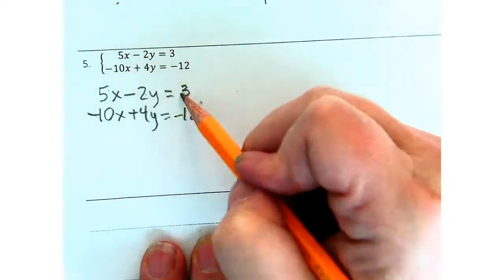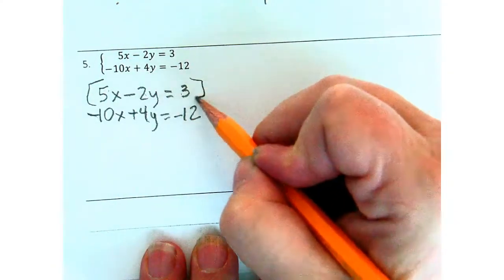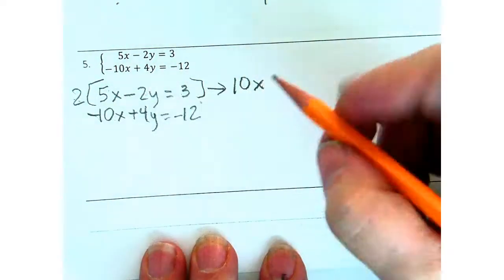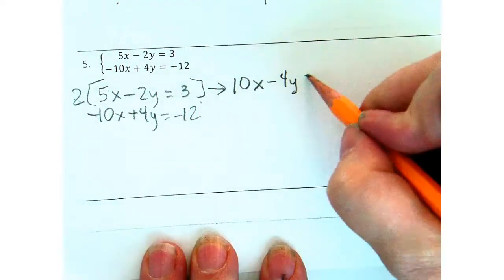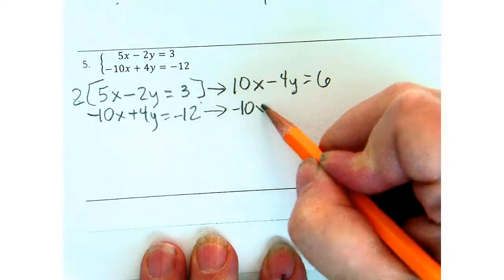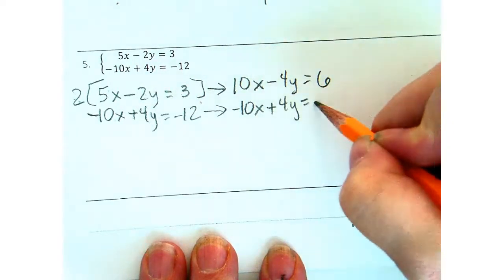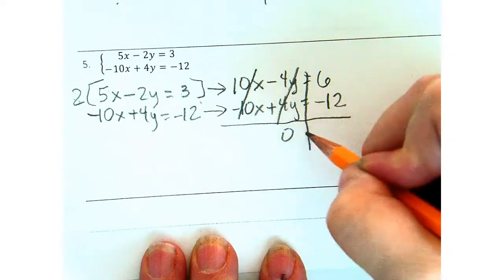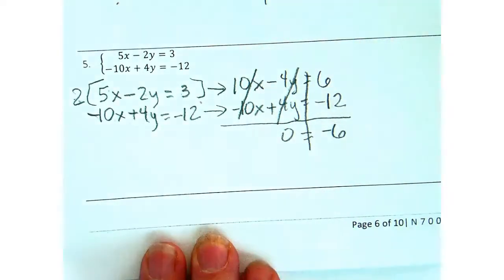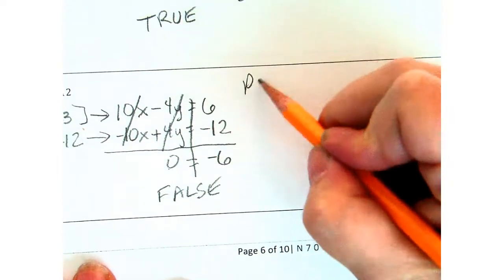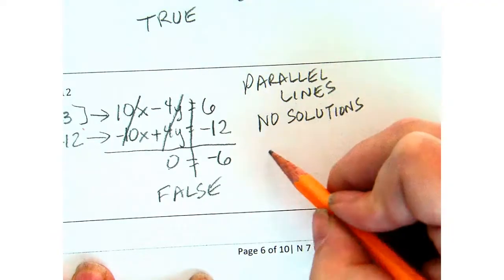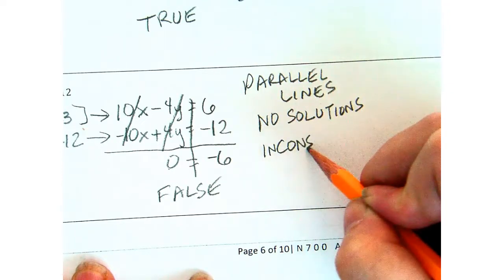In this case, I'm going to multiply everything in the top equation by 2. When I add these two equations together, I get 0 equals -6, a false statement. These equations represent parallel lines. This means I have no solutions. This is called an inconsistent system.